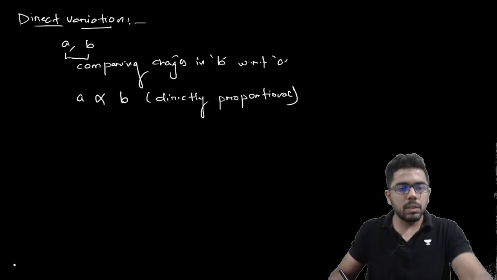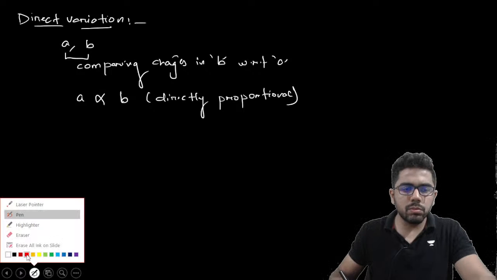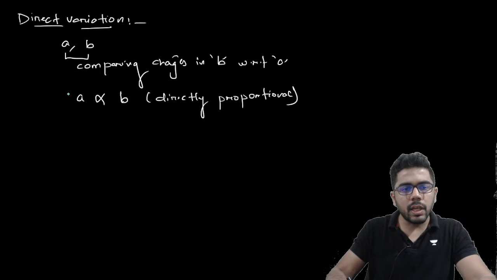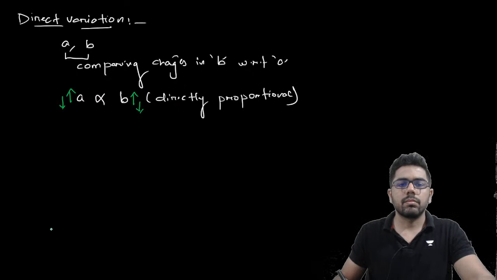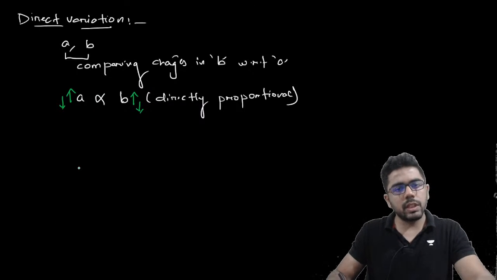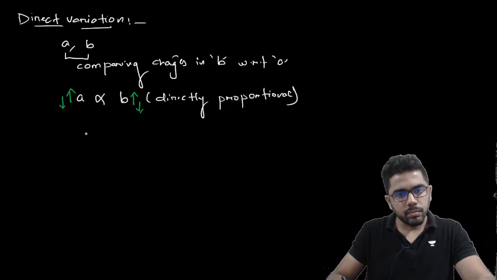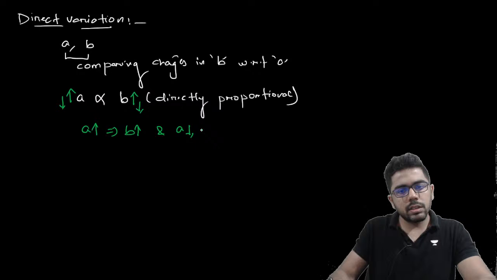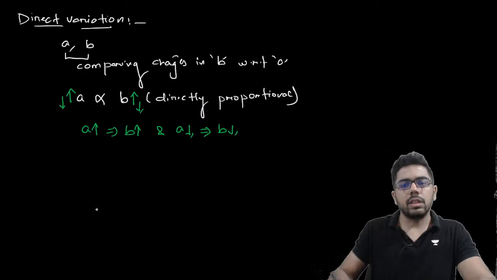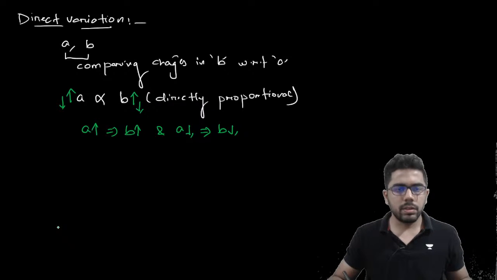What do you mean by this directly proportional? It basically means both of them move in the same direction. Move in the same direction का मतलब है if A increases, B will also increase, and if A decreases, B will also decrease. मतलब वही है, they move in the same direction. If A increases, that implies B will increase, and if A decreases, this implies B will also decrease. Simple meaning of direct variation.